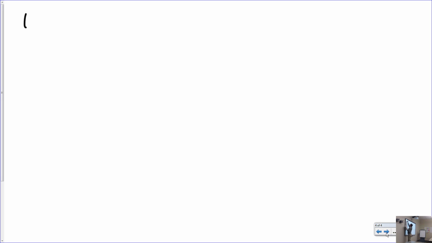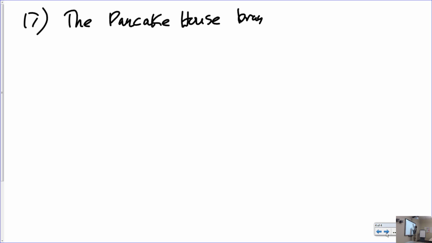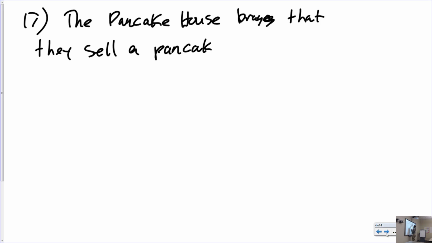Right, so technically this is number 17 in the book. Pancake House brags that they sell a pancake every 2 minutes. I put it in question mark because I don't believe it.